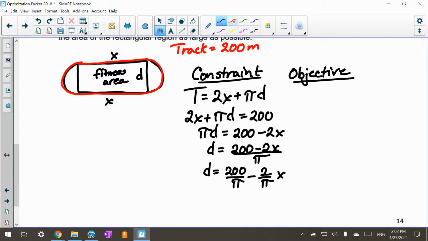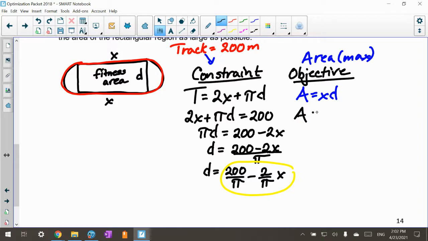Now my objective is to have my fitness area. So let's do blue for the fitness area. The fitness area is x times d. So I want to do a maximum area. So we're looking for a maximum area, okay, here. And the constraint is really the track, if you will. So I'm going to plug in the D with what I just found here. I have done it the other way. So sometimes you're going to do the opposite of me. You're going to get the same answers when you're done.